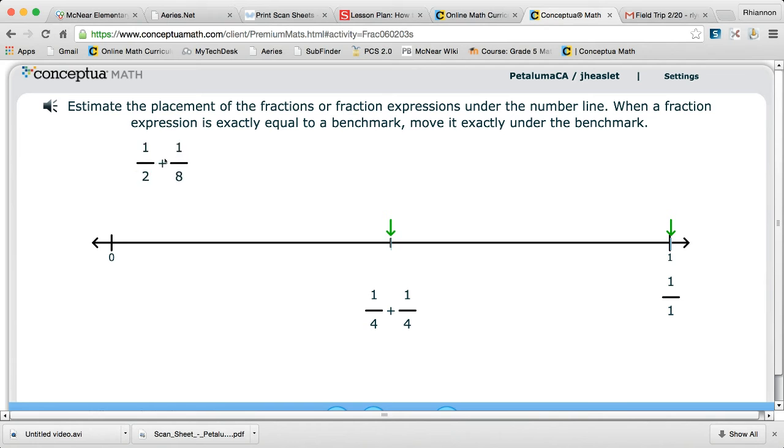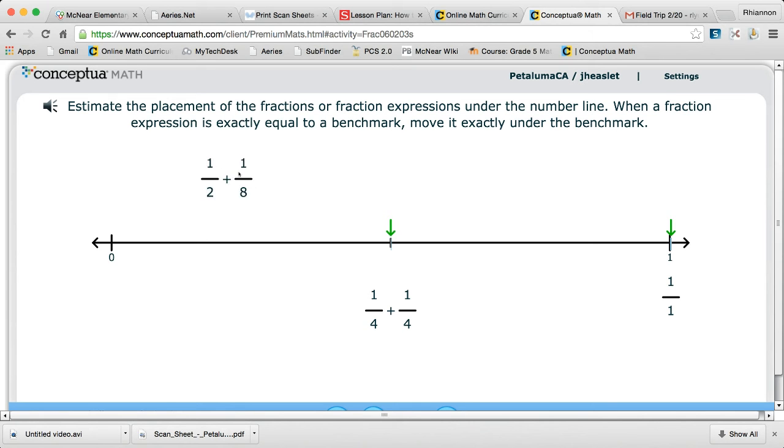Now this last fraction expression, 1/2 plus 1/8, the first thing I notice is my denominators are not the same. So I need to change 1/2 into 8 parts, and I'm going to do that by multiplying it by the whole fraction 4, which is 4/4. So 2 times 4 is 8, and 1 times 4 is 4, so I'm left with 4/8. 4/8 plus 1/8 is 5/8.